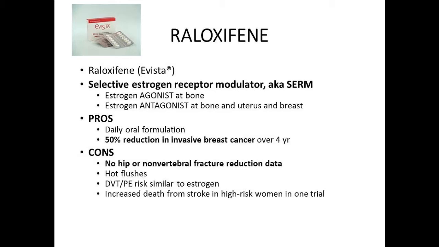Cons, we don't have hip fracture reduction data. We have the MORE trial, which established its efficacy for vertebral fractures. And again, that's what your younger postmenopausal women are probably going to suffer from. If you have really low bone density in your 50s and early 60s, you're much more likely to get a vertebral fracture than a hip fracture. But you can get more hot flushes, so people don't like it if they stopped having hot flushes and they start getting hot flushes again. You can certainly have DVT or PE.